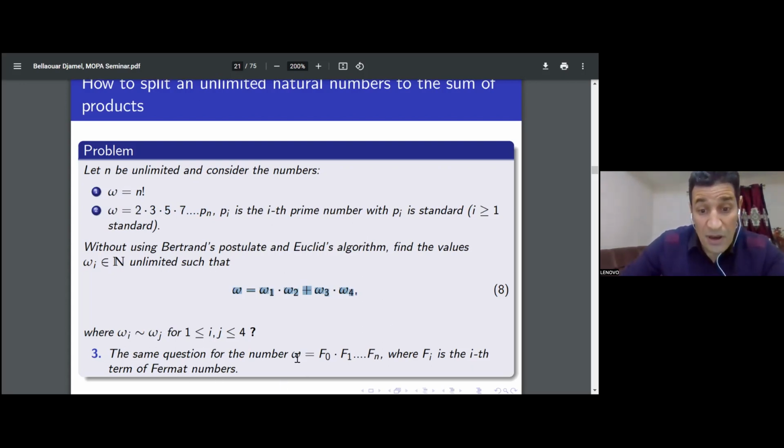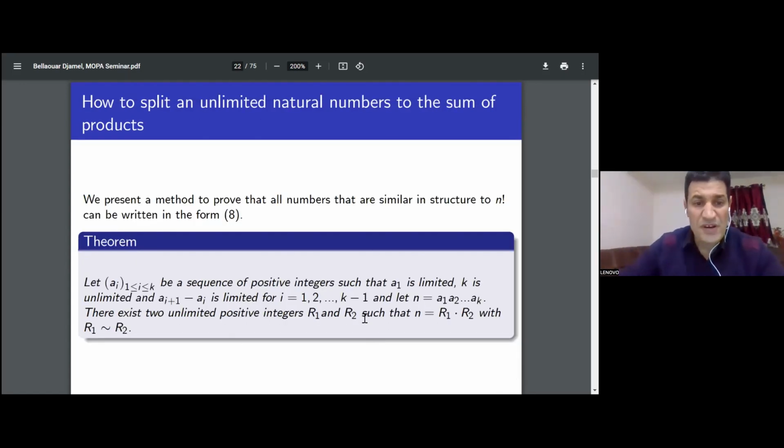Also in number 3, omega equals the product of the first Fermat numbers. So in this talk, we give a positive answer for 1 and 2, but 3 remains unsolved. More generally, we consider an unlimited natural number of this form, given by this product. Here, A1 is standard, A2 is standard, and AK is unlimited. K is unlimited, but we assume that the difference between two consecutive factors is limited. So we can write this number as the product of two unlimited integers having the same order.